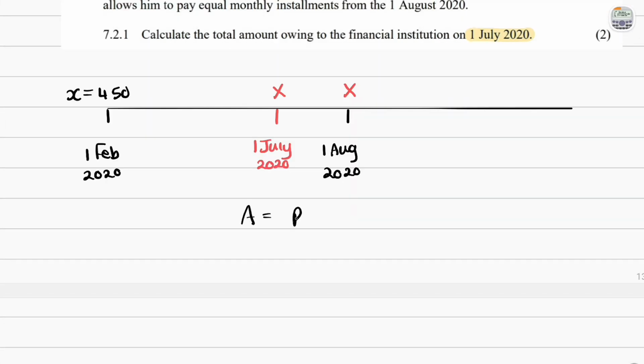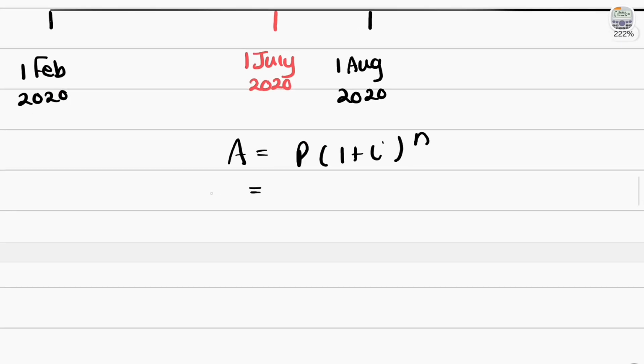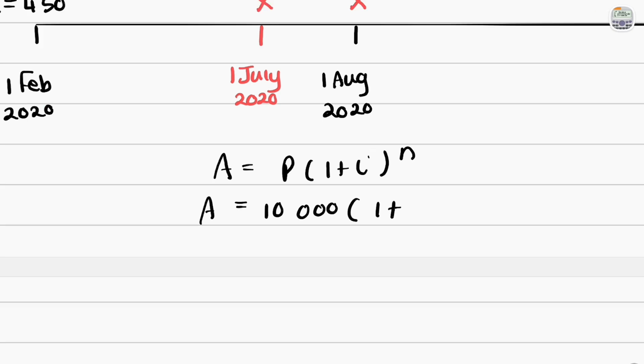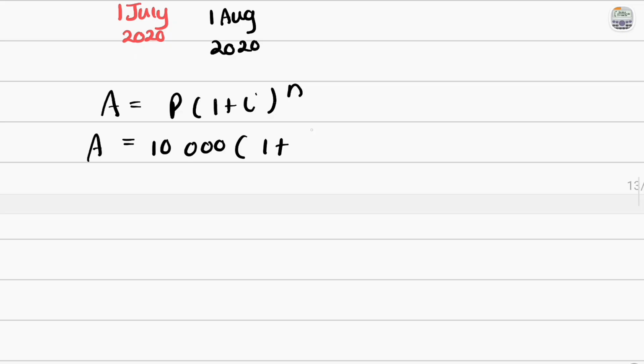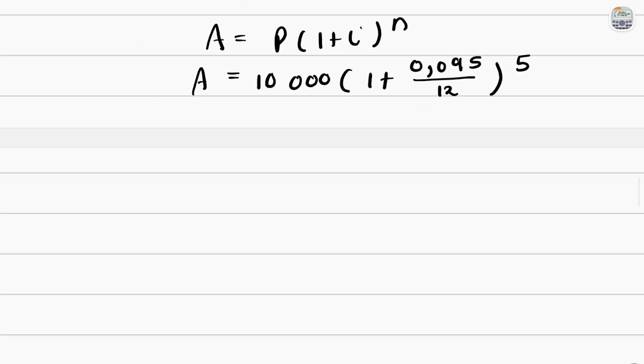So this is A is equal to P times 1 plus i raised to the power of n. And so we are growing 10,000 Rand. We'll say 10,000 times 1 plus the interest, 9.5% compounded monthly. So it is 0.095 over 12 raised to the power of 5 months. You do not have to multiply this by 12 because this is already months. We multiply by 12 to convert it into months to ensure that this interest is being applied monthly for every month.